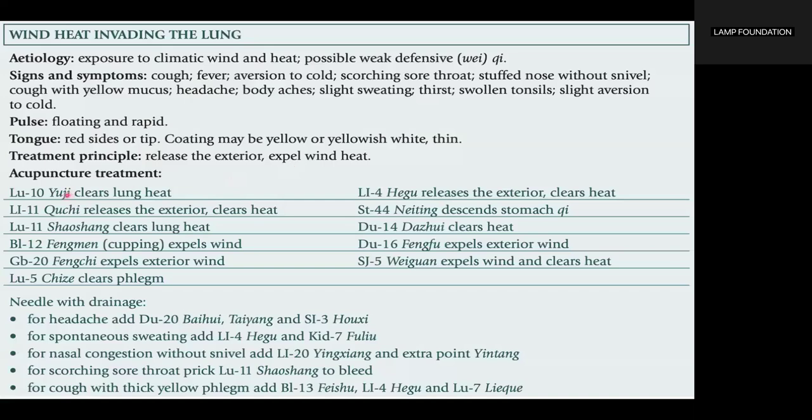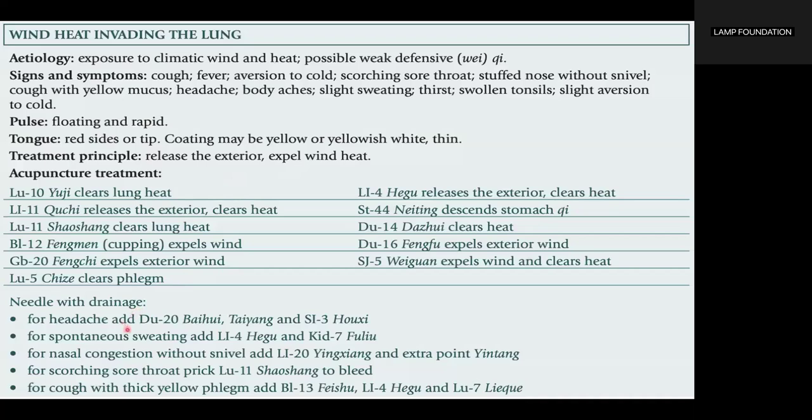Acupuncture treatment, we use Lung 10 to clear lung heat, LI11 to release the exterior and to clear the heat. We also use Lung 11 to clear lung heat, Bladder 12, cupping, expels wind. Gallbladder 20 will expel the exterior wind, Lung 5 will clear the phlegm. LI4 to release the exterior and clear the heat, Stomach 44 to descend stomach qi, Du 14 to clear heat, Du 16 to expel exterior wind, and Sanjiao 5 to expel wind and clear heat. We needle with drainage or sedation.